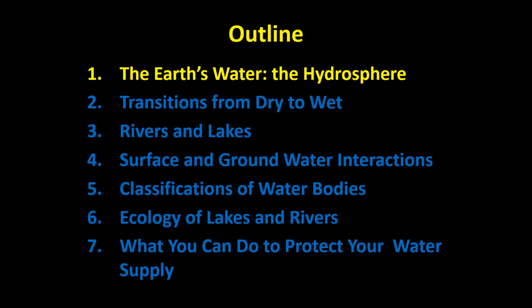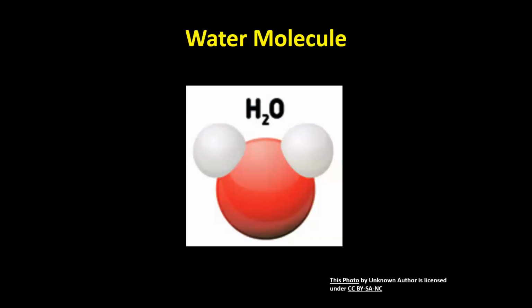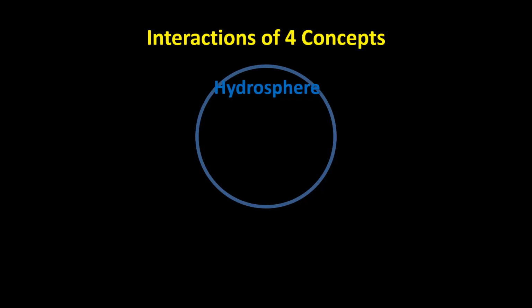So here's an outline of the 7 parts. And the first part is the Earth's water, the hydrosphere. So here's a depiction of what a water molecule looks like, with the 2 hydrogen atoms depicted in white and the oxygen atom depicted in red. So we can look at the world in many different ways, and this is one way.